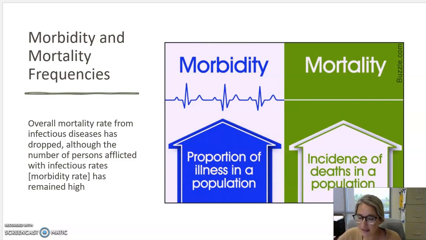Mortality is different. Mortality is essentially the death rate. It is the percentage of people that have died from the disease. Fortunately, due to modern day medicine, while the morbidity rates are still relatively high, and we still have quite a few people that become infected with pathogens, the mortality rate is much lower than what it used to be. Because of things like vaccinations and just modern day healthcare, mortality rates are much, much lower, even if people still do get the infectious diseases.